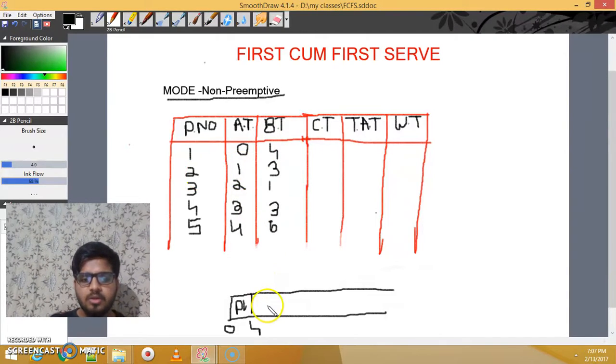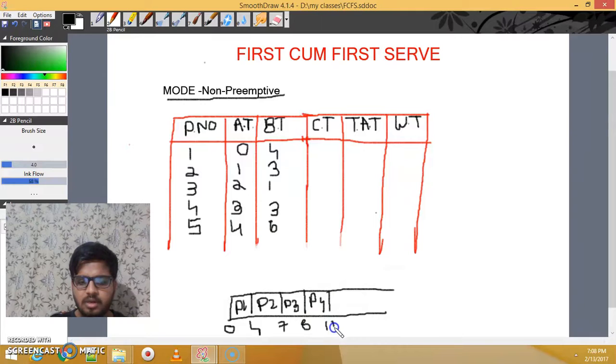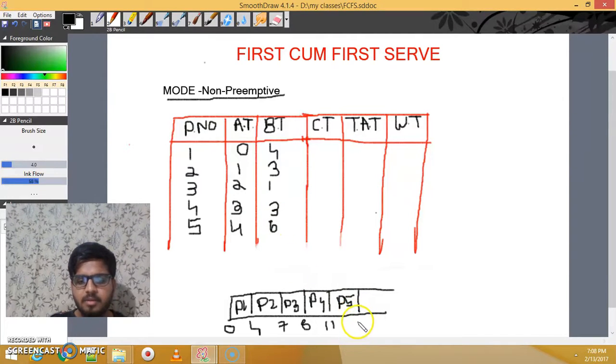Process P2 is arrived. Okay, so process P2. How much time will it execute? Process P2 is executed up to 3. 4 plus 3, that is 7. And process P3 is executed for 1 unit of time, that is 8. Next arrived is process P4. It will take up to 3. 8 plus 3, that is 11. And process P5 takes 6 units of time, 11 plus 6, that is 17.